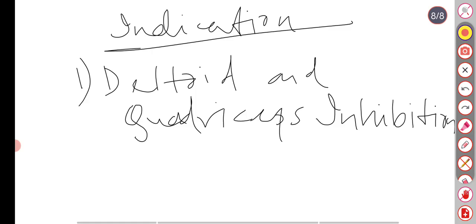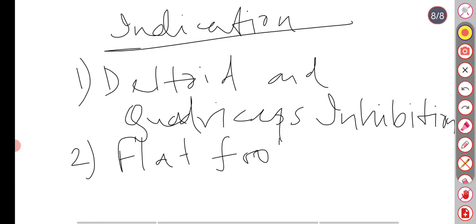Okay, next one is the flat foot. What do you know as the indication? Indication means where we use the FARADIC type of current. So number 1 is the deltoid and quadriceps inhibition. Next one is the flat foot.